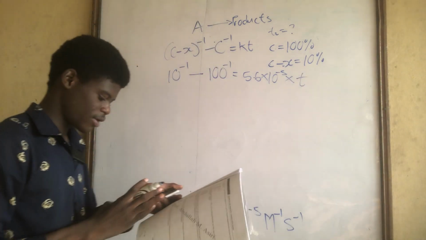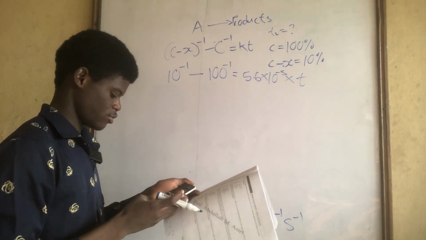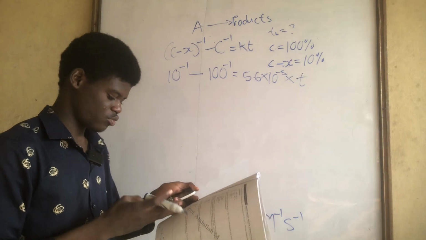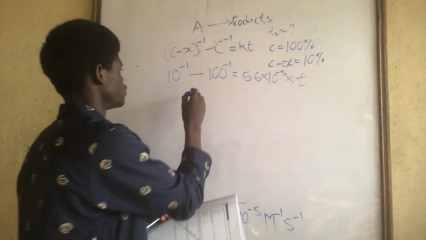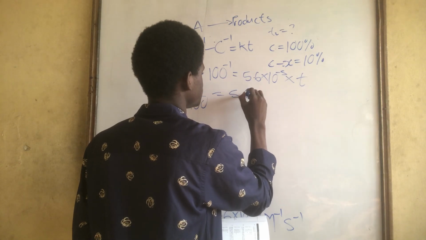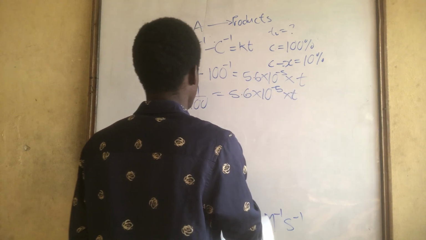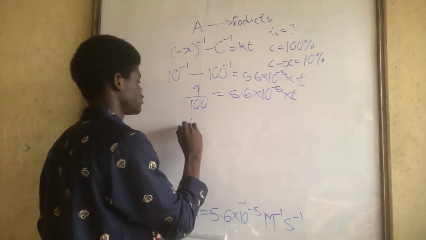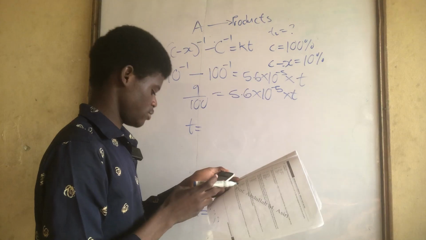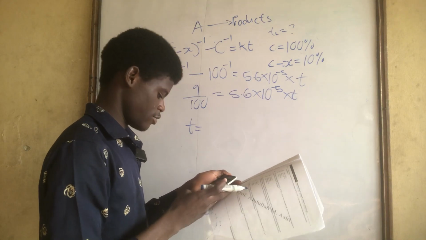So I have 10 raised to power minus 1 minus 100 raised to power minus 1. This will give 9 over 100, equal to 5.6 times 10 raised to power minus 5 times time. Then if you divide both sides, time will be 9 divided by 100 times 5.6 times 10 raised to power minus 5.